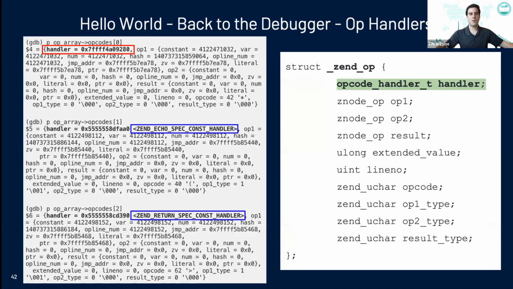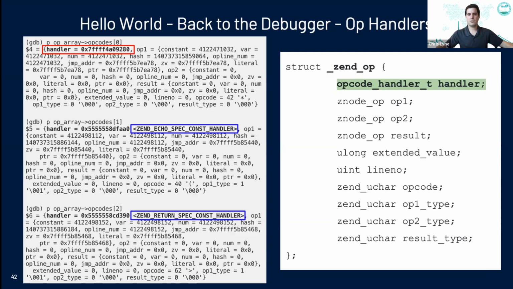So I went back to the debugger for the hello world. If you remember, there were 3 instructions: a jump, an echo, and a return. Now, something that stood out to me was the jump handler address didn't point to a symbol like the other 2. As you can see with the echo instruction, the handler has a symbol associated with it, ZEND_ECHO_SPEC_CONST_HANDLER, and the return has a symbol associated with it. So that was kind of strange.